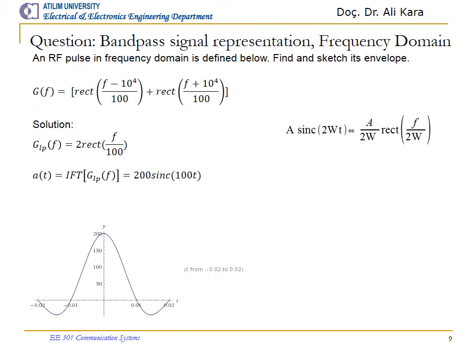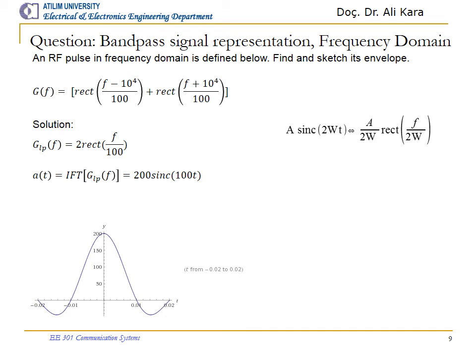Question: bandpass signal representation, frequency domain. An RF pulse in the frequency domain is defined below. Find and sketch its envelope. G(f) equals rect((f minus 10,000) over 100) plus rect((f plus 10,000) over 100).